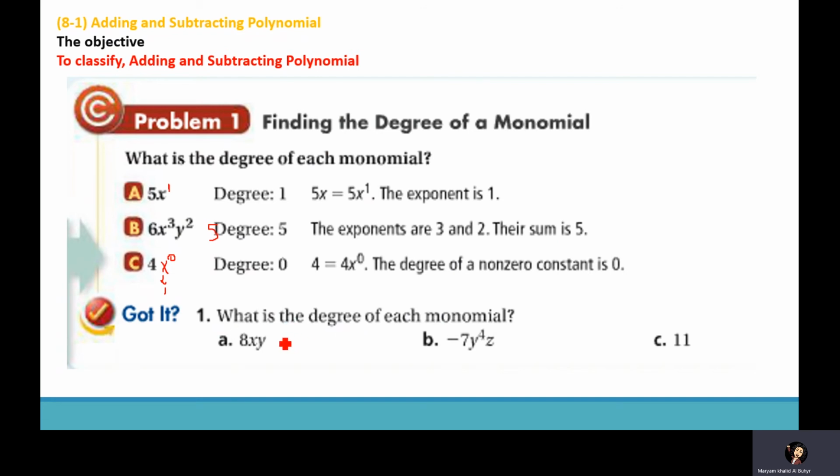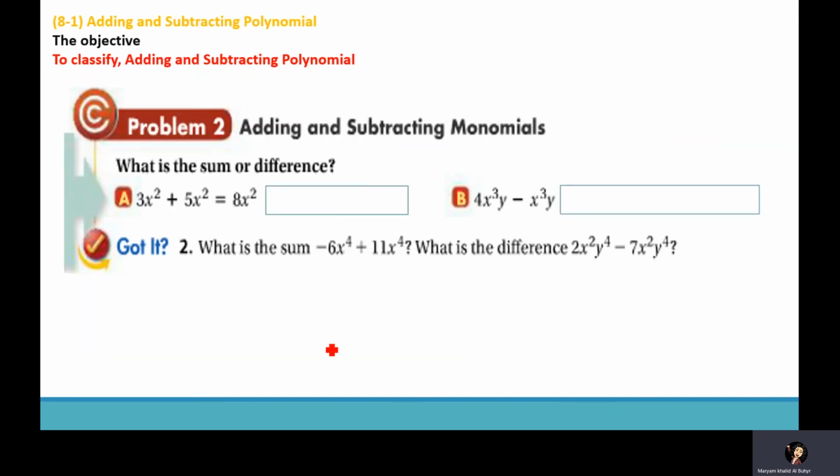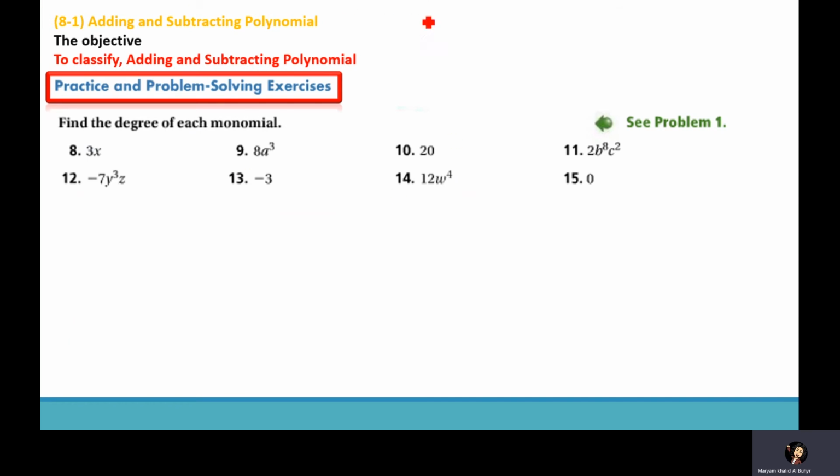So what is the degree of these? Here it is 1 if there is nothing, and there is 1. So the degree here is 2. What is the degree here? The power of the variable is 4, and here 1, so the degree is 5. Let me give you more exercises before I move on. What is the degree here? The degree here is 1.